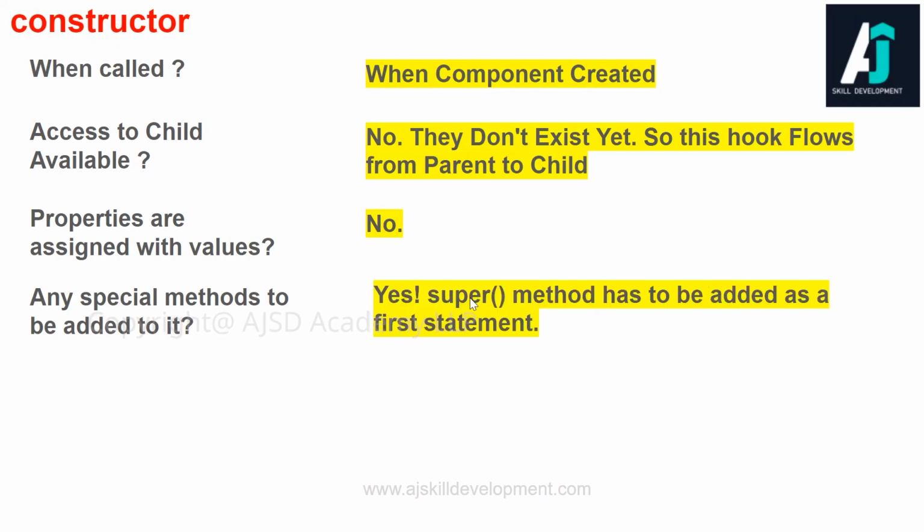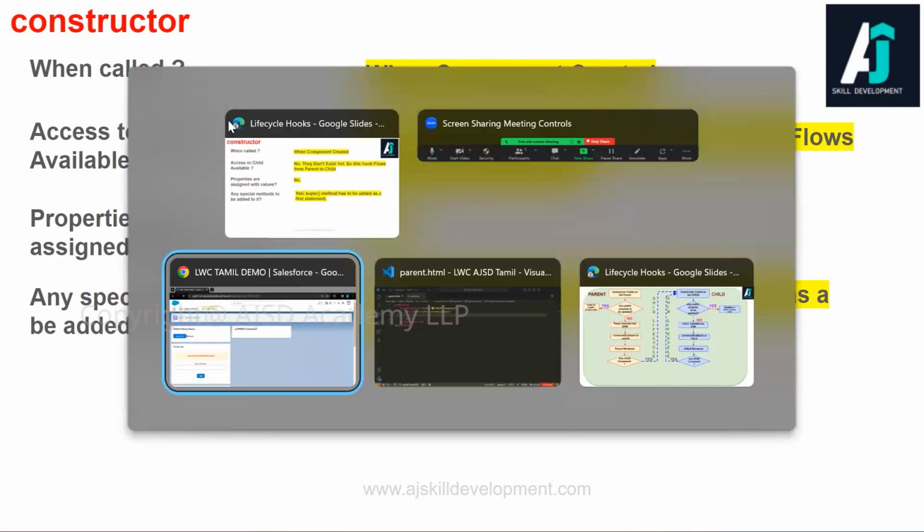The super method is actually the most important one. You have to add it as the first statement in your constructor callback. It's a mandatory one. So let us go back to the VS Code and check why we have to add the super method as the first statement in the constructor callback. In the VS Code, you can see here, I have already created a component.